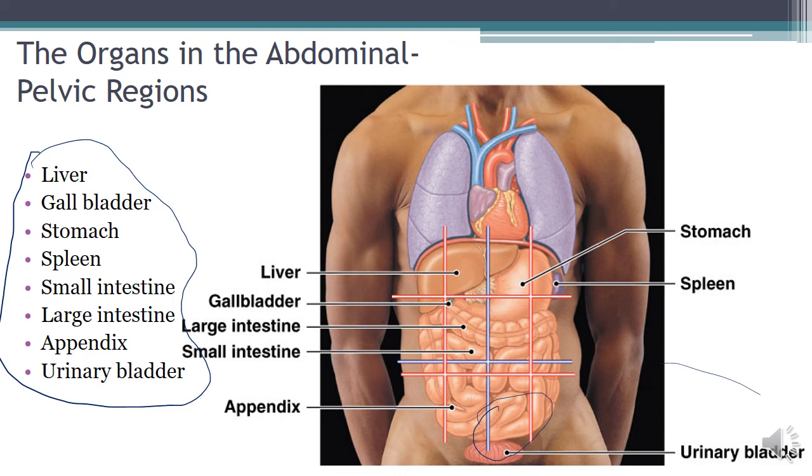Next is the appendix. The appendix is only found in the hypogastric region. And then finally, the urinary bladder, which is also found only in the hypogastric region. So this concludes our videos on the language of anatomy, and I'll see you soon.